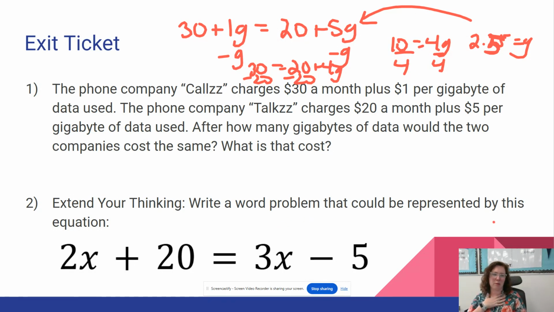Write a word problem that could be represented by this equation. I like money. It just seems easy. I have $20 and I'm earning $2 every time I do a chore. Well, my sister is in debt $5, but she earns $3 every time she does a chore. How many chores do we both have to do till we earn the same amount of money? There's an example of a word problem we could use when we have an equation like this.